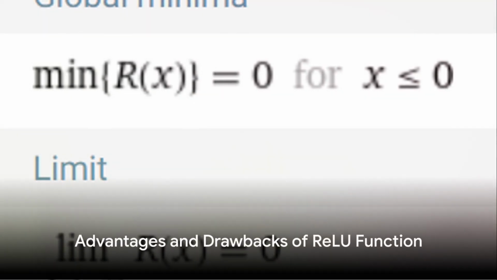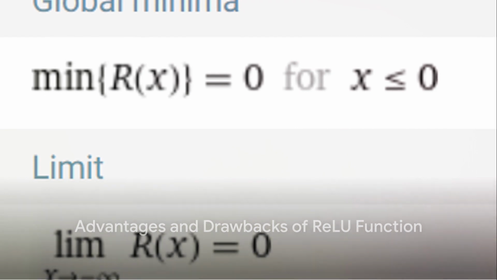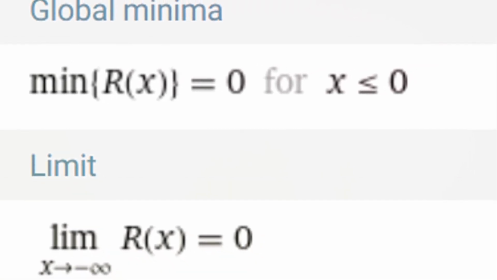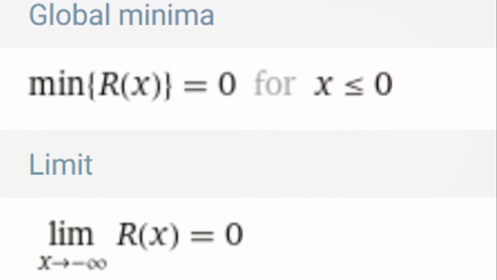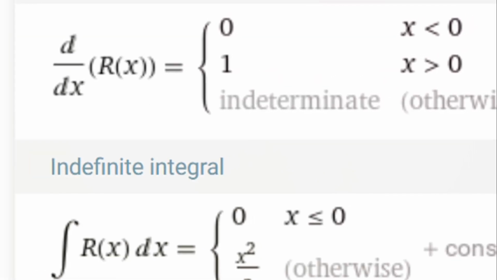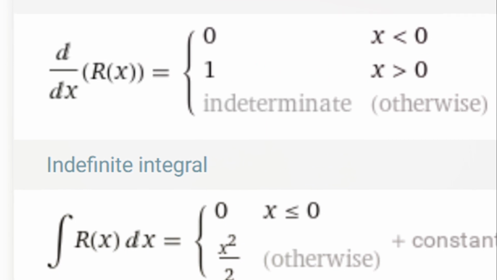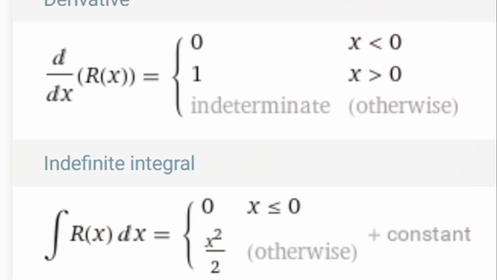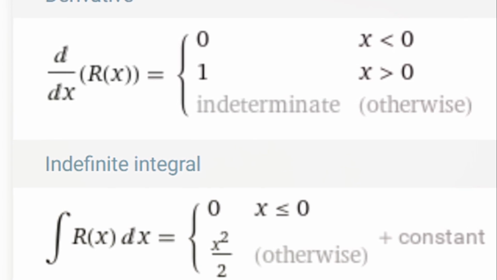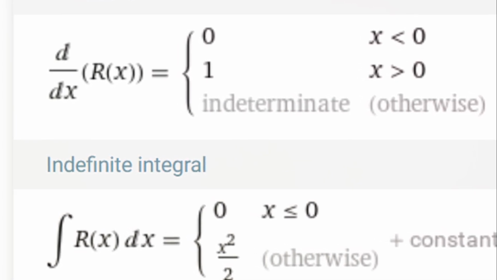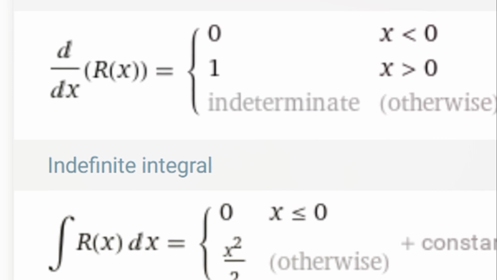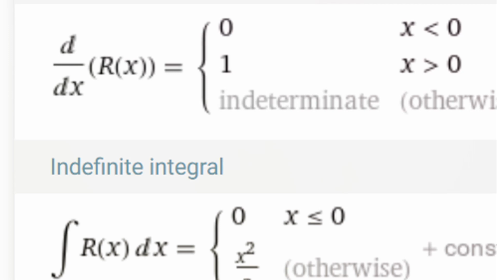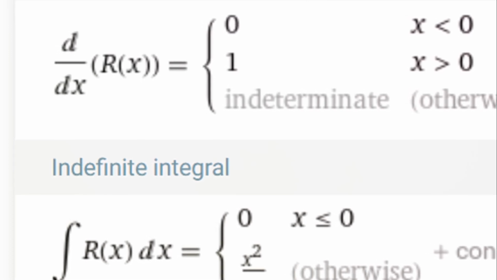The beauty of the ReLU function lies in its simplicity. It's this simplicity that makes it computationally efficient, allowing it to handle large neural networks with ease. Moreover, it helps the network learn complex patterns by introducing non-linearity into the model. But it's important to remember that the ReLU function isn't perfect. It has its share of drawbacks. For instance, it suffers from a problem known as the dying ReLU issue, where negative inputs can cause neurons to become inactive, thus not learning during the training process.